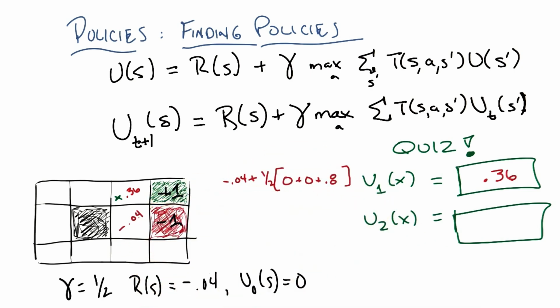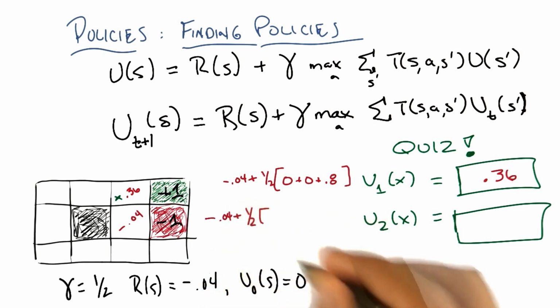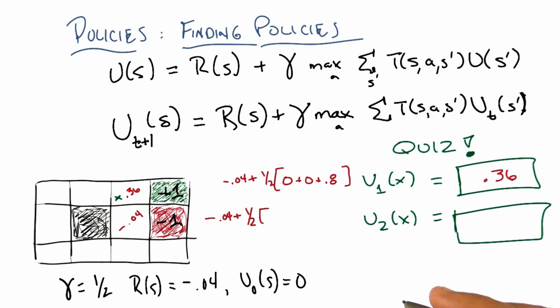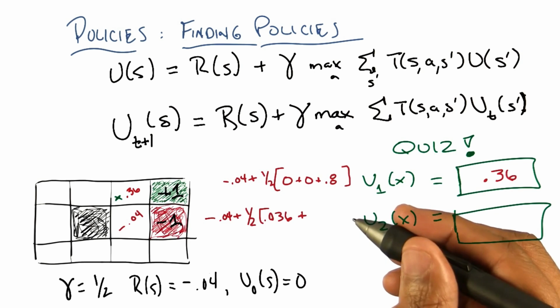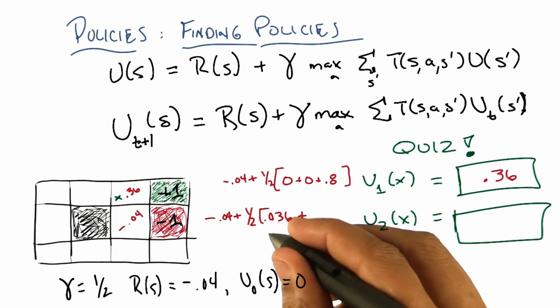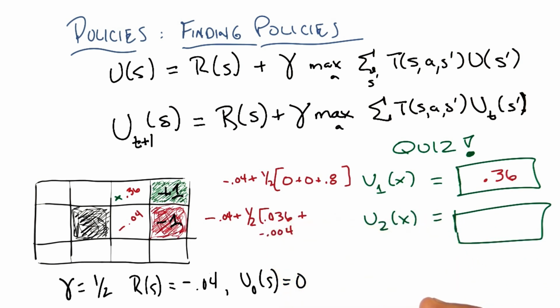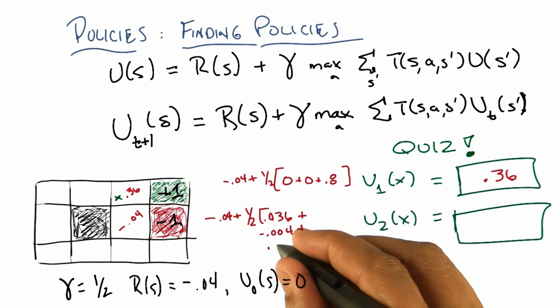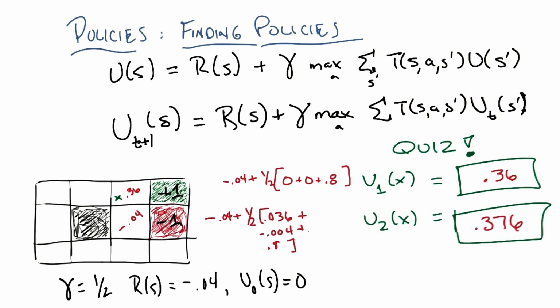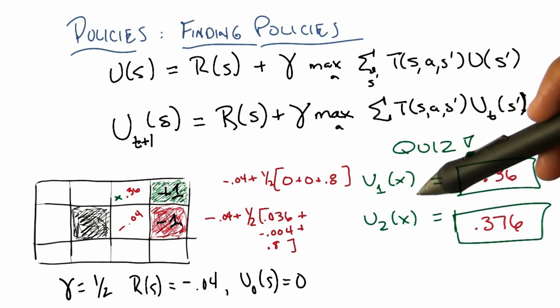So now for our U2 values, we need minus 0.04 plus a half times 0.1 times 0.36 plus 0.1 times negative 0.04, so that's minus 0.004, plus 0.8 times 1, which is 0.8 again, just like it was last time. And I get 0.376. Which is what I get by also getting out a calculator. Okay, so 0.376, and you can imagine how we would do that on and on.